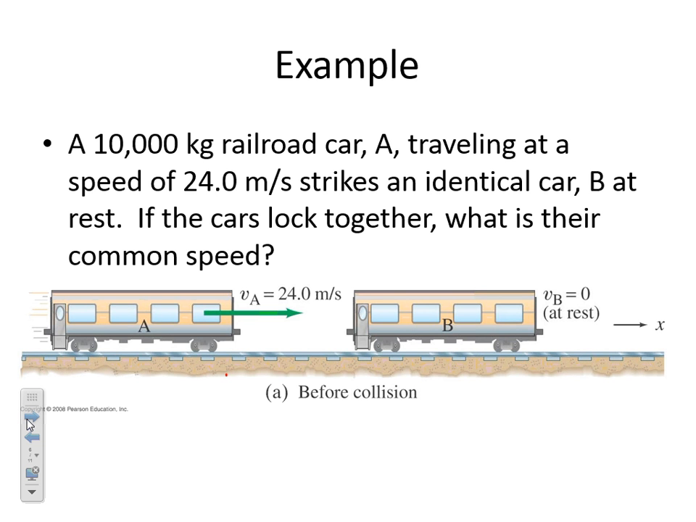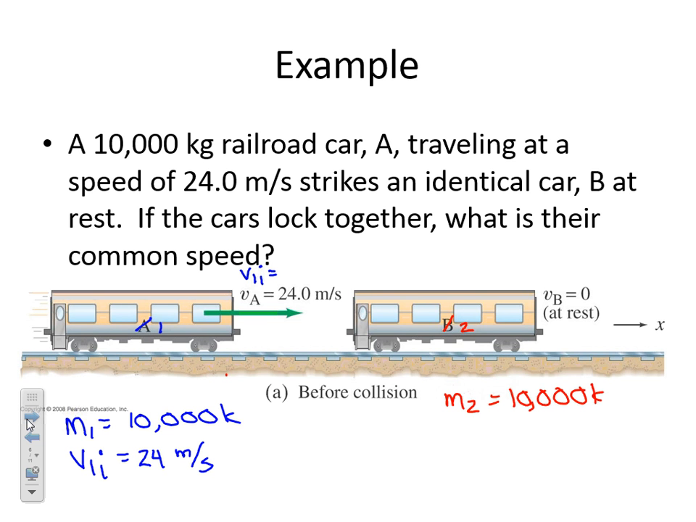So I'm going to call A my car 1. So my mass 1 is 10,000 kilograms. It's traveling at V1I, they have it as VA, I'm going to call it V1I, 24 meters per second. The other car, B, which I'll call my 2, M2, is also 10,000 kilograms, and its velocity, V2I, is 0 because it's at rest.